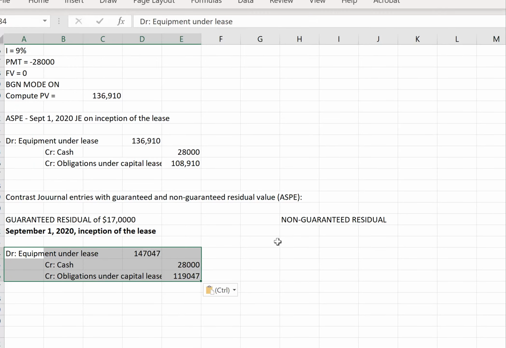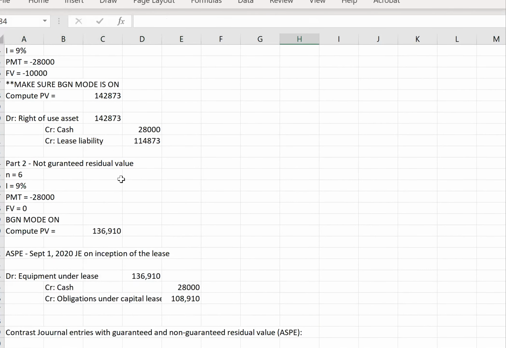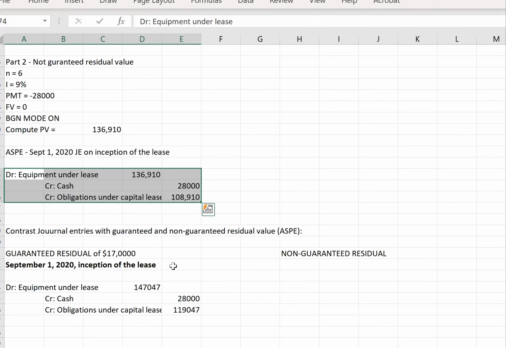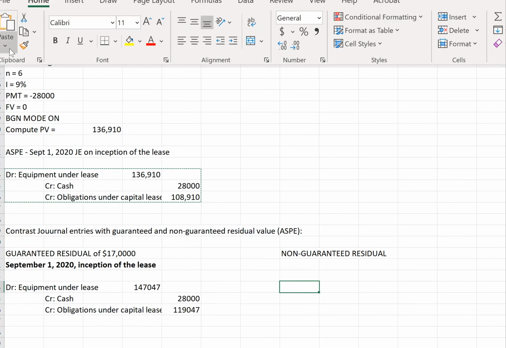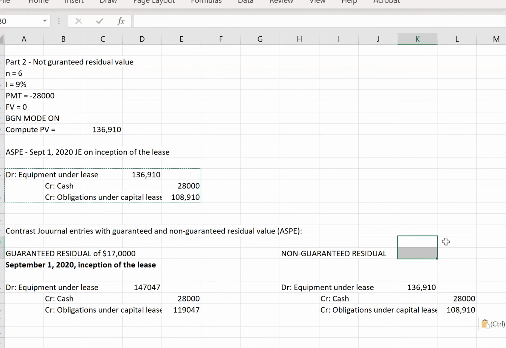Okay, and then our non-guaranteed residual value we had up here, which was right here, no guaranteed residual value, we'll put right here, which is going to be these values. Okay, so then we've got those two contrasted, so you can see how much higher it is with the final payment of the 17,000.